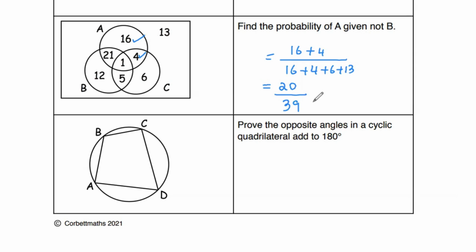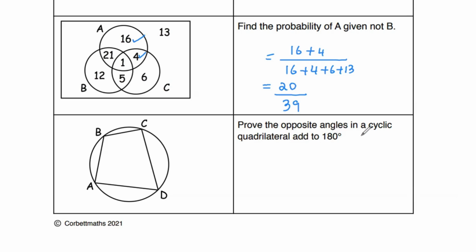The reason why it's over 39 is because it says find the probability of A given not B. Entire B is excluded and everything else that remains becomes the denominator. So A and C both, along with the numbers that are outside, become the denominator, and A is just the numerator, because it's asking for the probability of A given not B. So B is completely removed from the set.